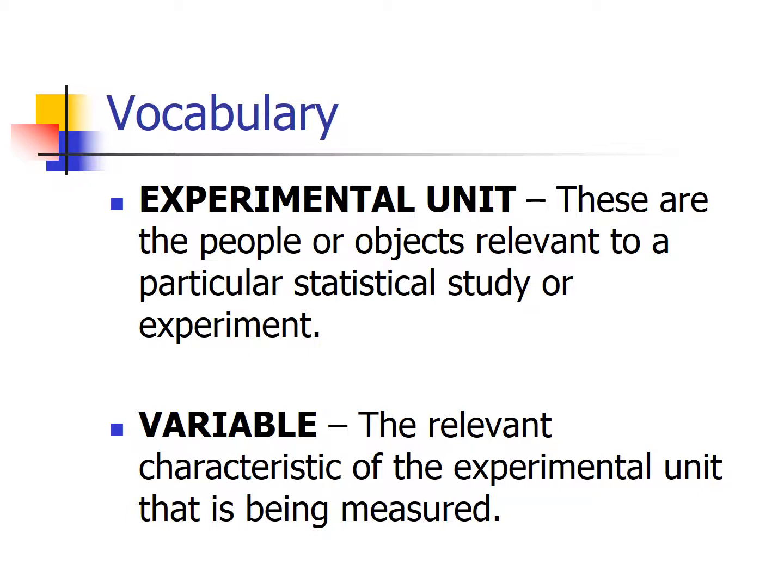Other books sometimes call this the individual, and you can think of this as a person, an object, I guess sort of like a noun that's relevant to a particular statistical study or experiment. So it's like the fundamental building block, like the atom, if you would, of a statistical study. The variable is the relevant characteristic of the experimental unit that's being measured.